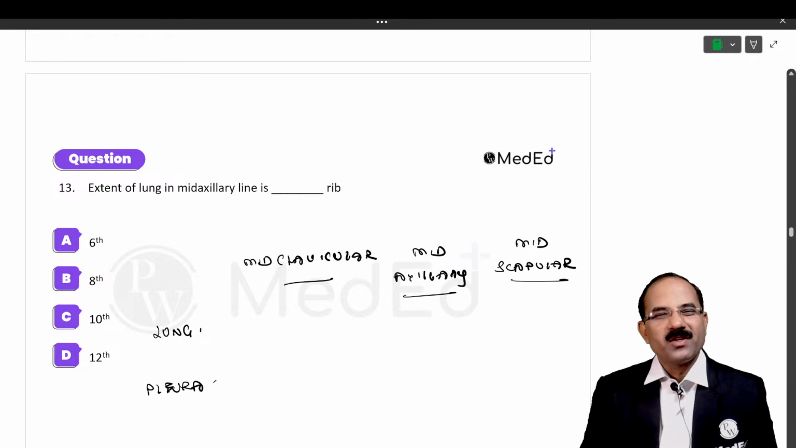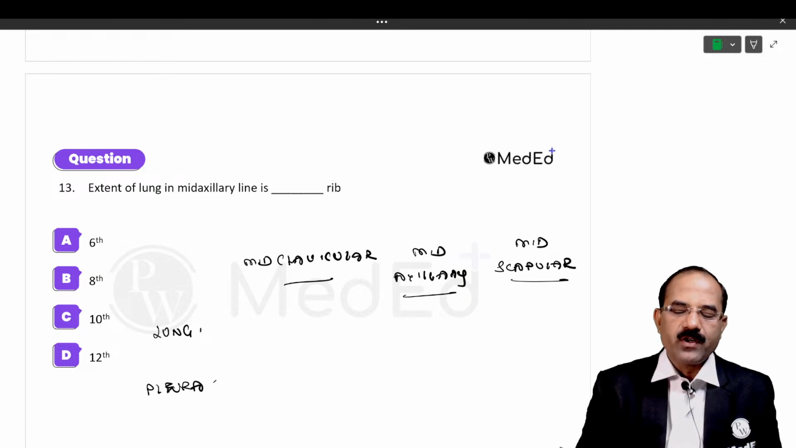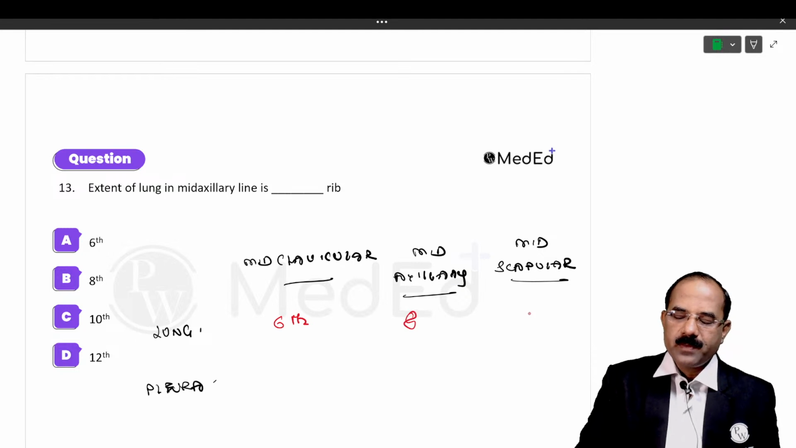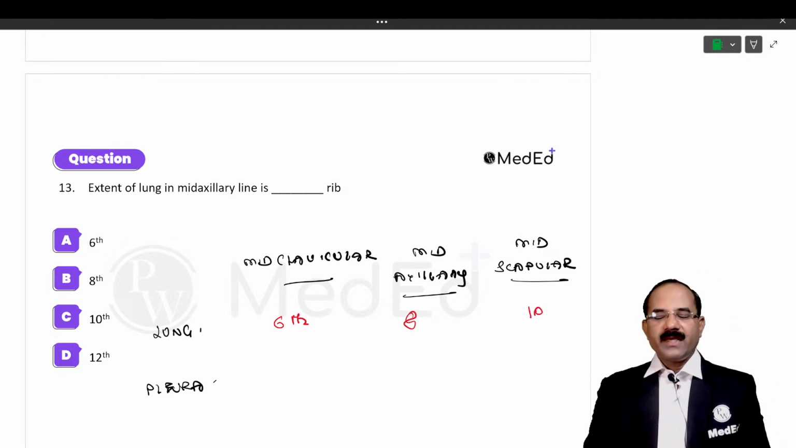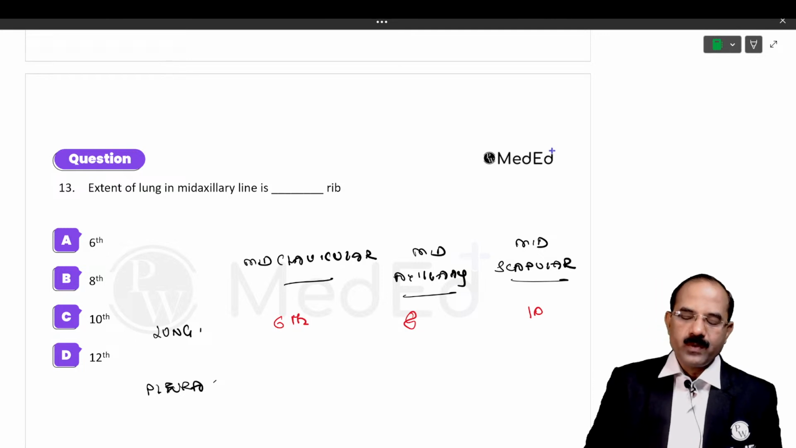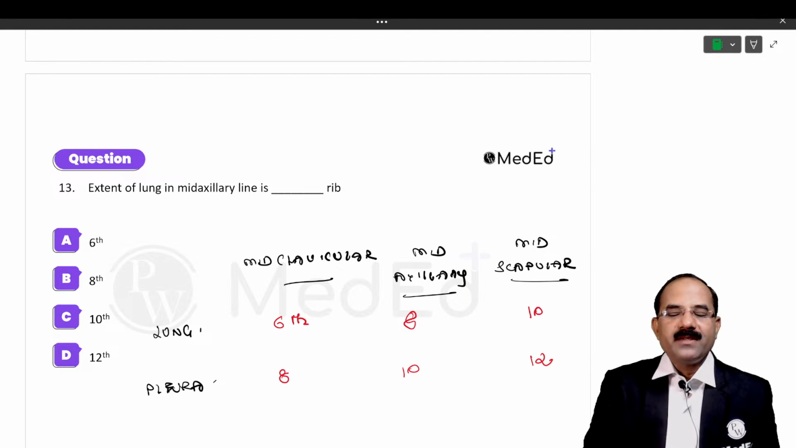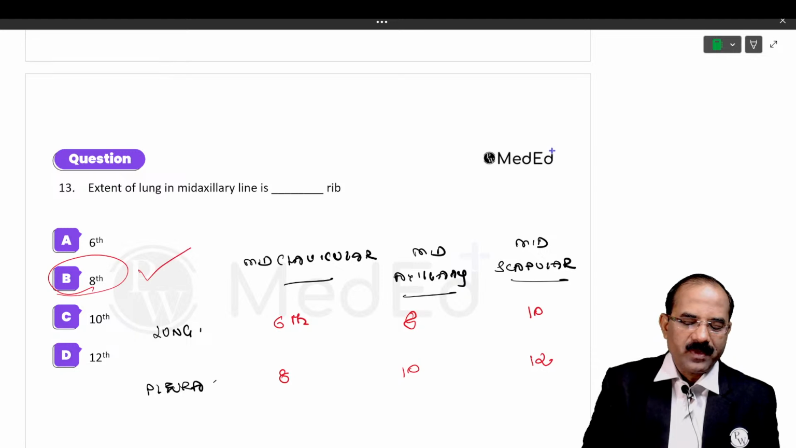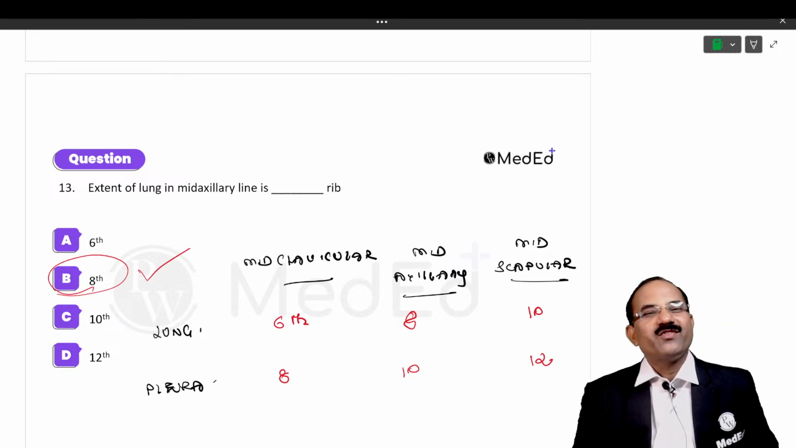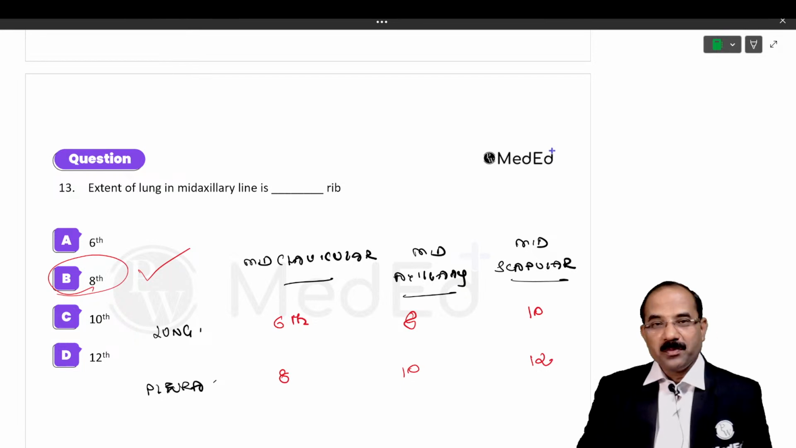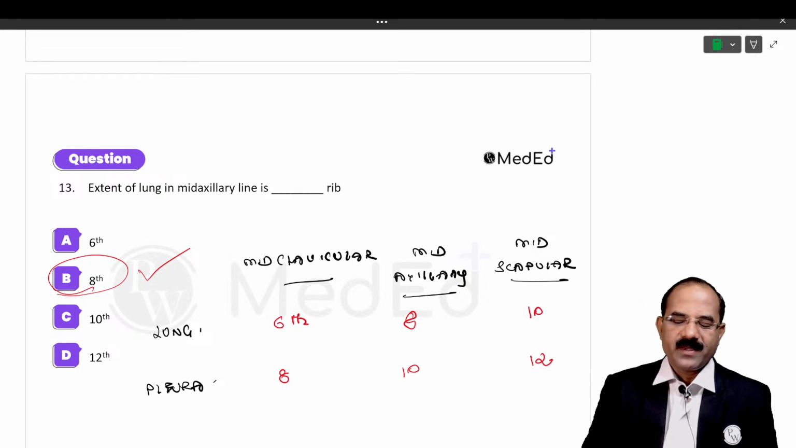Yes, come on, can you answer this? What is the extent of lung in the mid clavicular line? 6th rib, 8th rib, 10th rib. 6, 8, 10. And what is the extent of pleura? 8, 10, and 12. So the extent of lung in the mid axillary line is the 8th rib. Excellent. Very good, Gaurav. Very good, Farah. That's a very important MCQ too. Remember this.